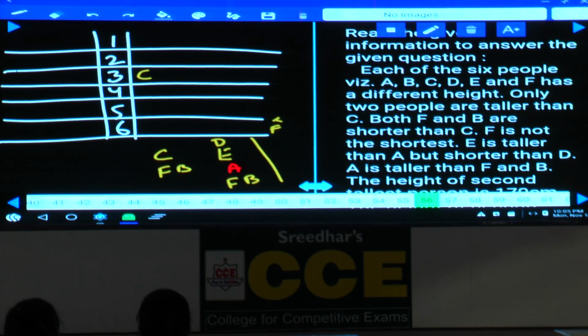There are 5 persons involved. This is D, next one is E, this is A, and the remaining F and B, out of which F cannot be at the least. F is here and B will be here. Done? So D, E, C, A, F, B.